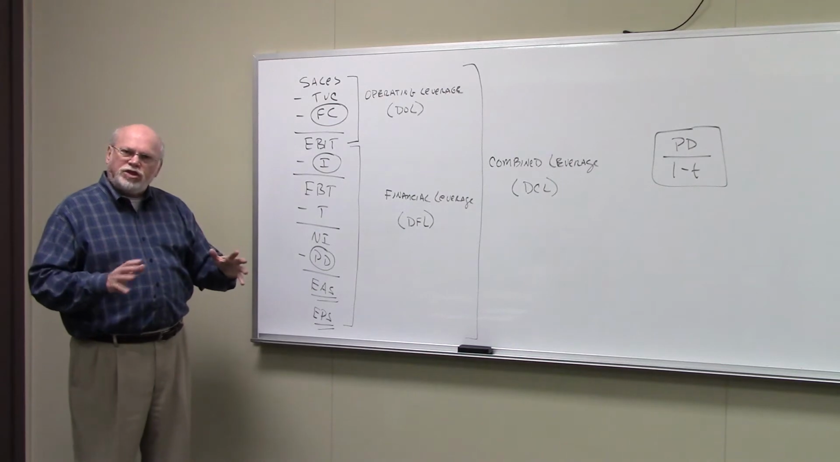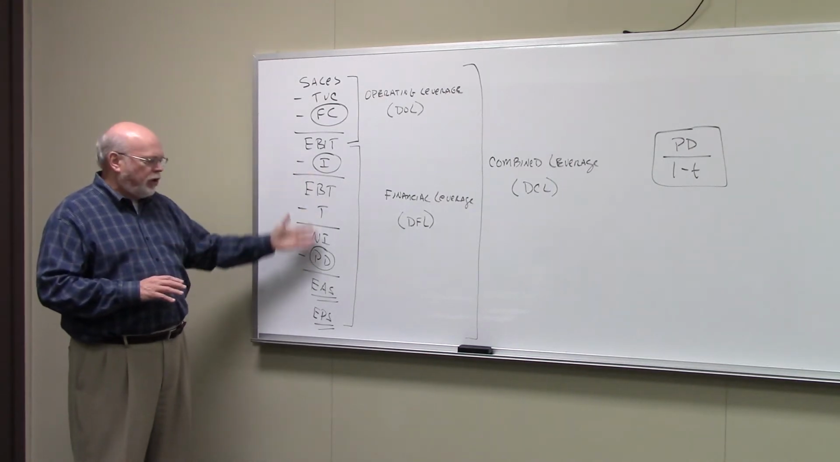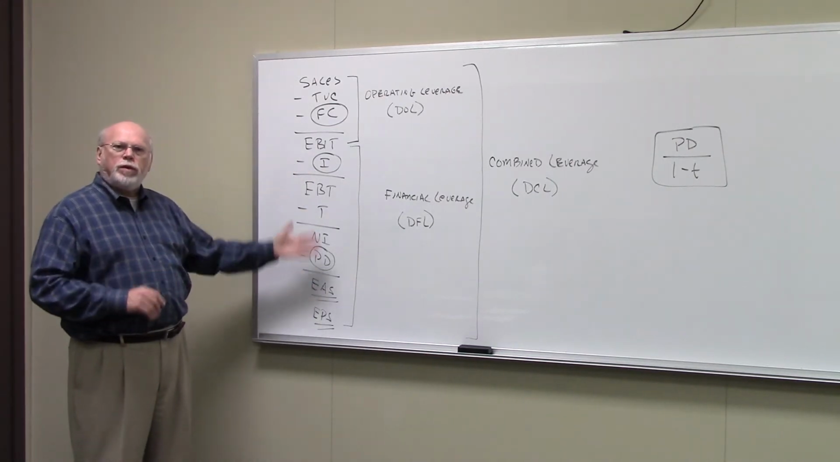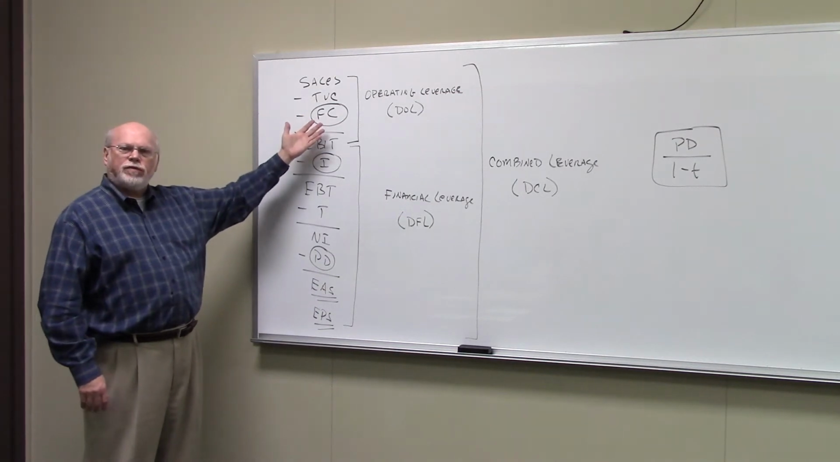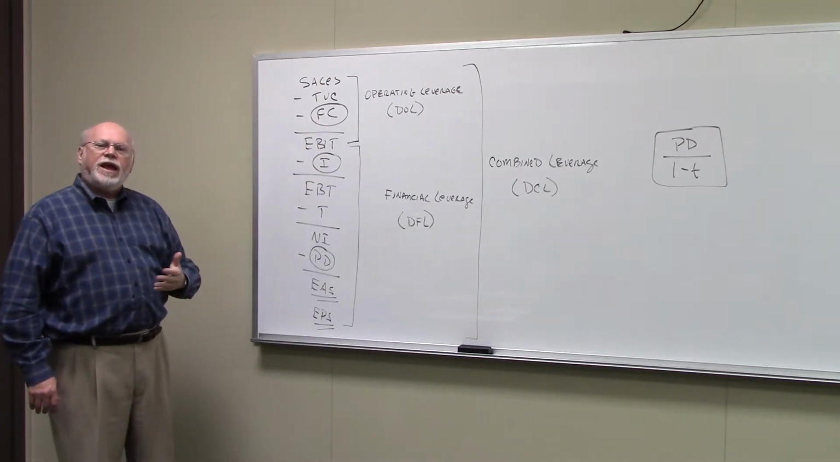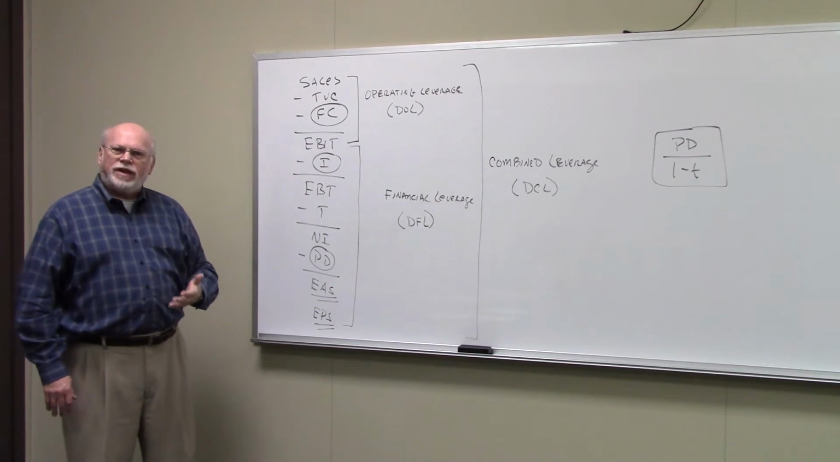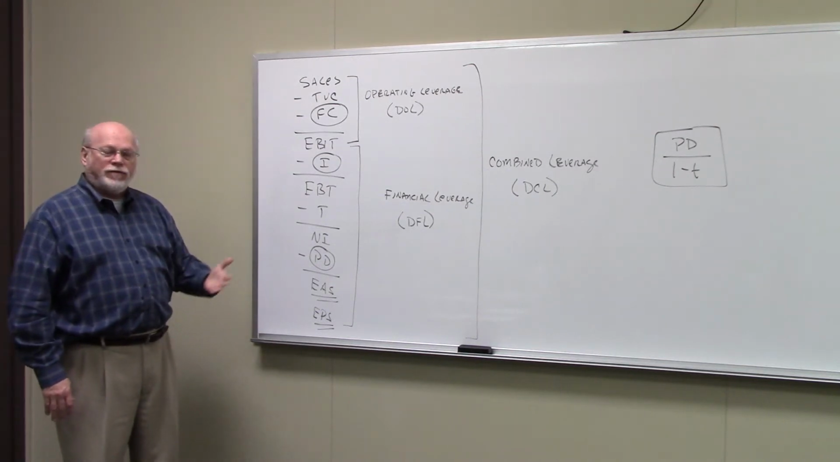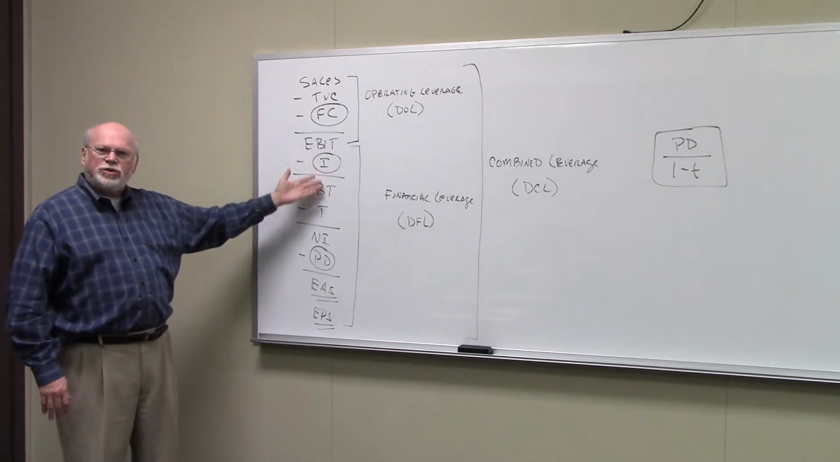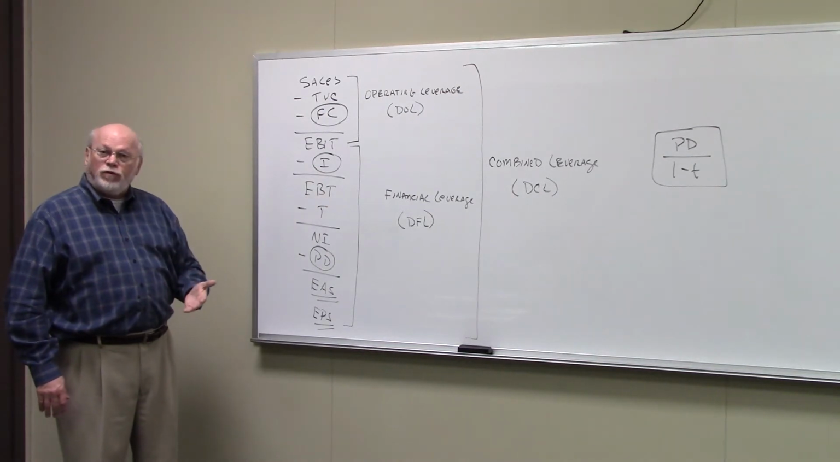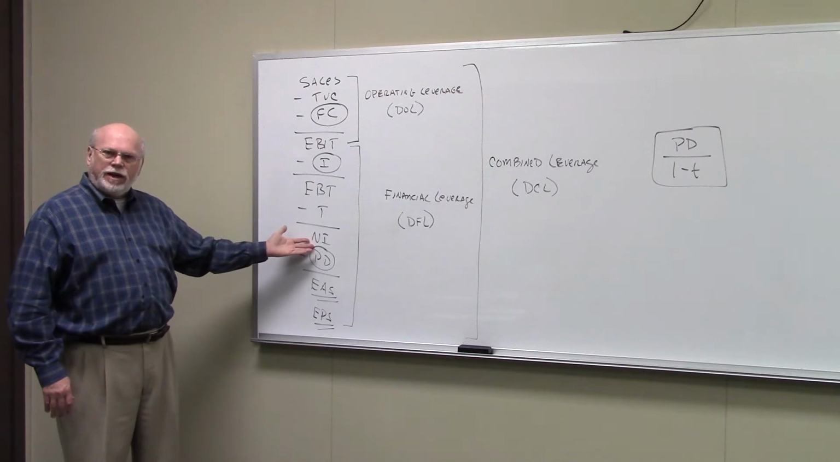Now, as you see on the board here, I've put up an income statement. You remember we have sales minus total variable cost minus fixed cost. That gives us earnings before interest and taxes, or operating profit. Subtract out your interest expense, you're left with earnings before taxes. Subtract out your taxes, you're left with net income.